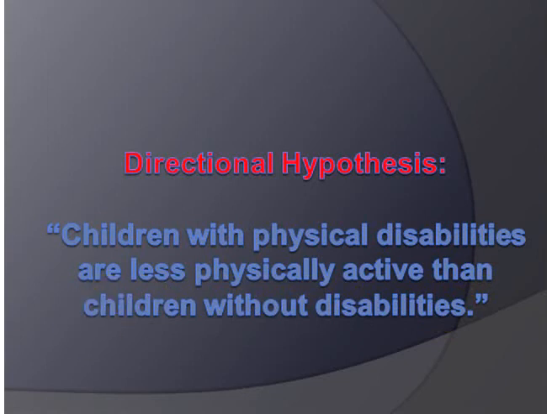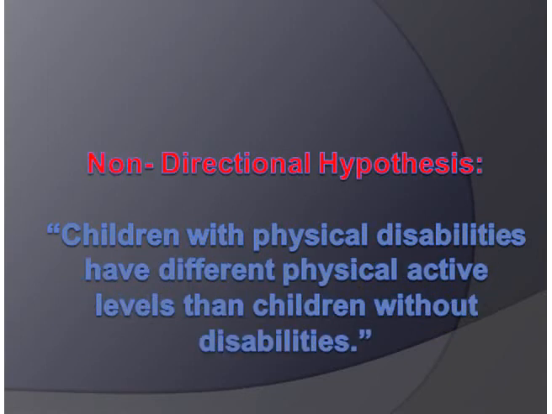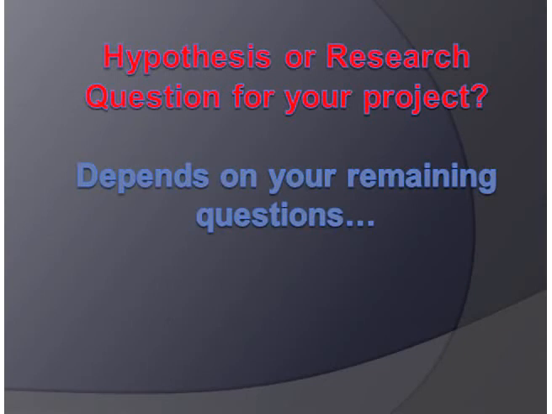This is an inferential statistic, and it's pretty rigorous to do. You have to statistically say that these groups are different. You can also have a non-directional hypothesis that just says they're different. These two groups are going to be different. So whether you have a hypothesis or a research question depends on your remaining questions. So what are those questions?